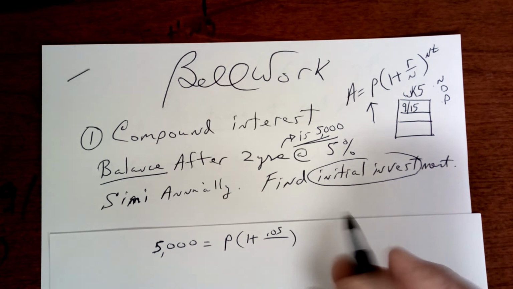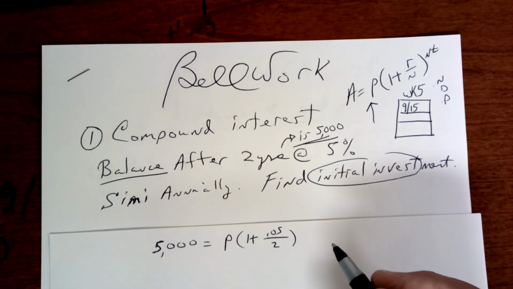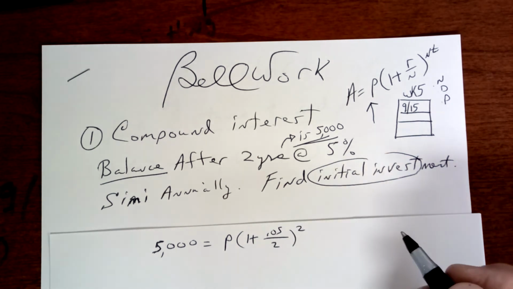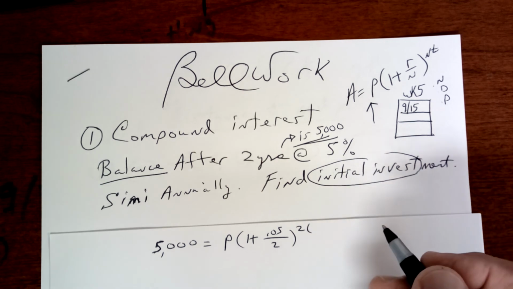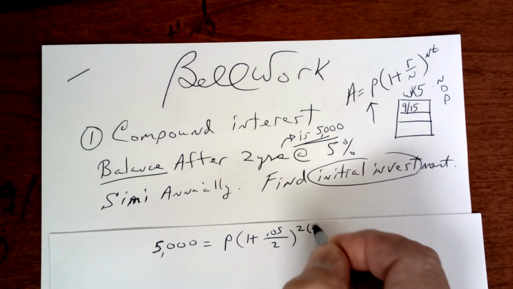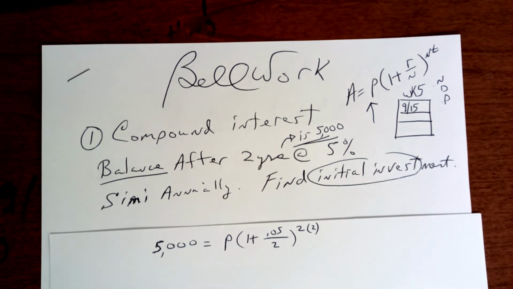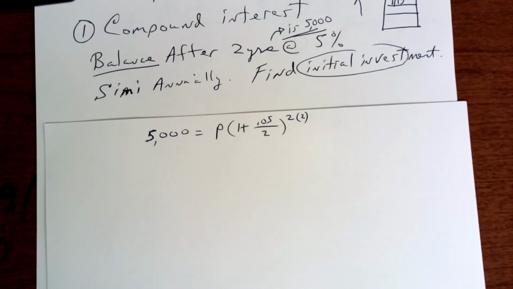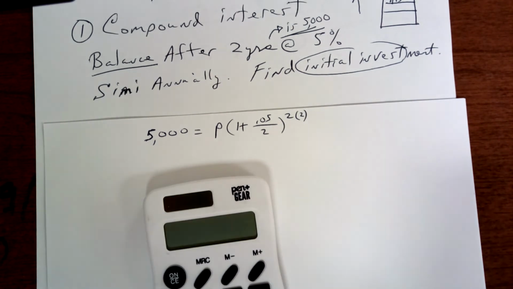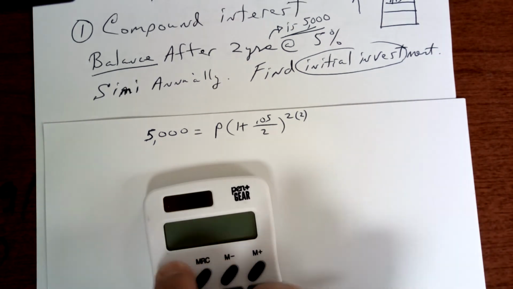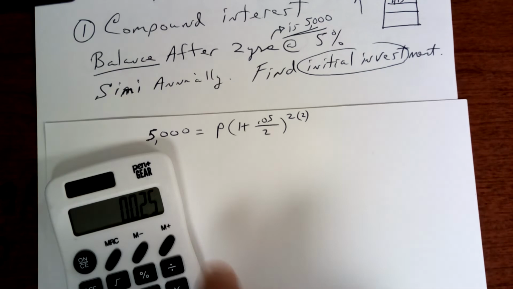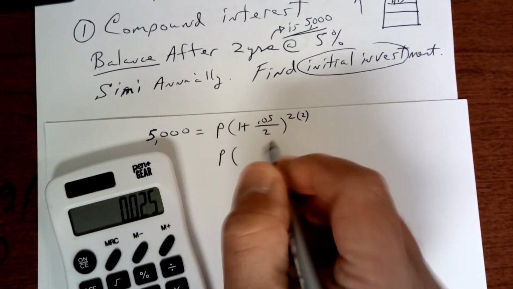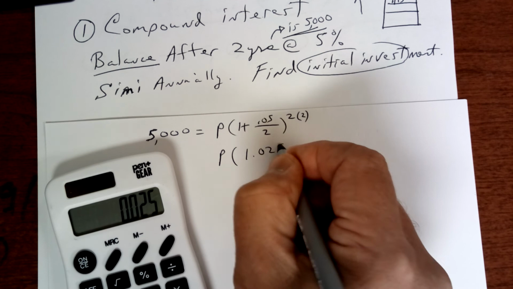Semi-annually is 2. So that's twice a year, and the time is 2 years. Okay, so semi-annually and twice a year. So let's work this out. So what you're going to have is 0.05 divided by 2. And when you add 1, you're going to get 1.025 to the 4th power.